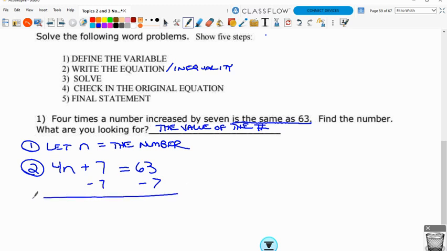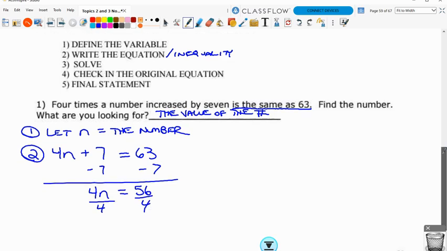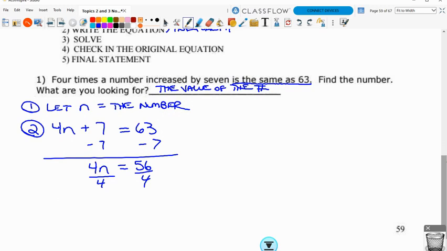When I do that, on the left, 7 minus 7 is 0, leaving us with 4n. And on the right, 63 minus 7 is 56. So 4n equals 56. But we want the value of just one n. Right now, n is being multiplied by 4, so we're going to go ahead and divide by 4 on both sides. Okay, when we do this division, 4n divided by 4 is the one n that we want. And it's going to be equal to 56 divided by 4, which is 14.